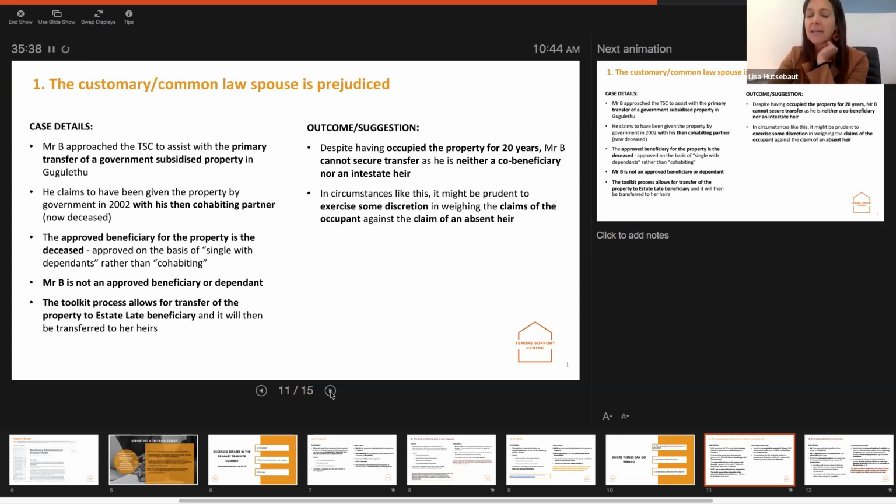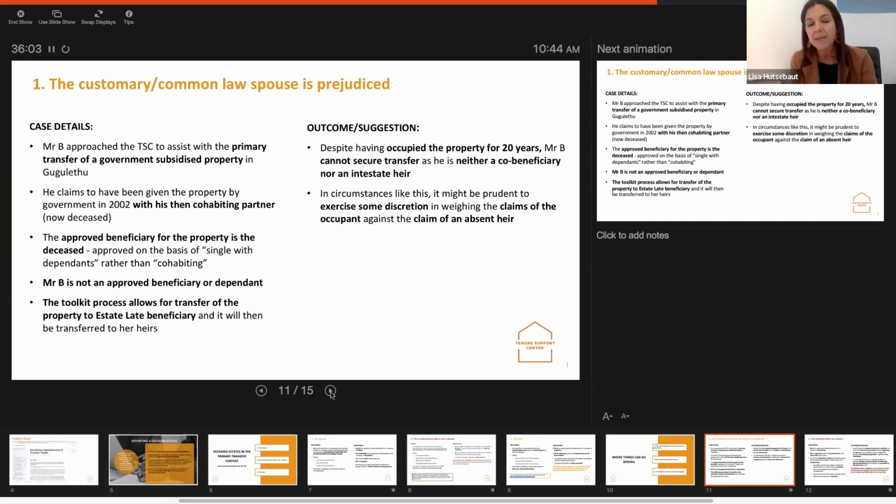And exactly the same would be true for a customary marriage where that customary marriage hasn't been registered. So we have a lot of those. The clients have never registered their customary marriage. They don't have a marriage certificate from Home Affairs. So they can't prove the customary marriage. And with a customary marriage, it's very difficult to prove that you are in fact the intestate heir.